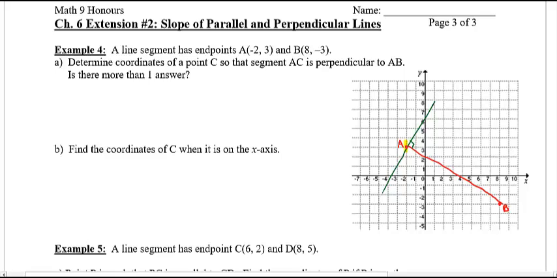Yeah, I think C could be here, here, here, here, here, here. It could be anywhere along this line. So yeah, there's more than one point. I'll say you bet. Okay, but you have to try to figure out one of them yourself. So just give me one answer here.